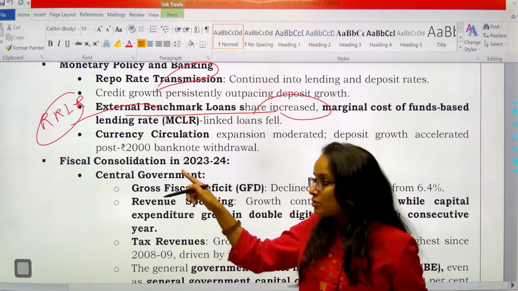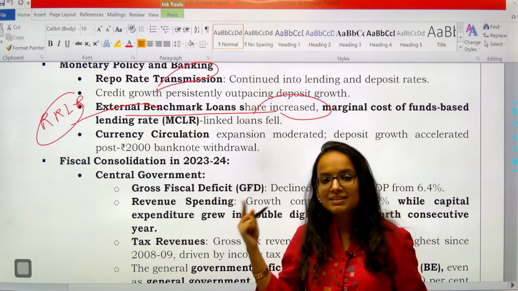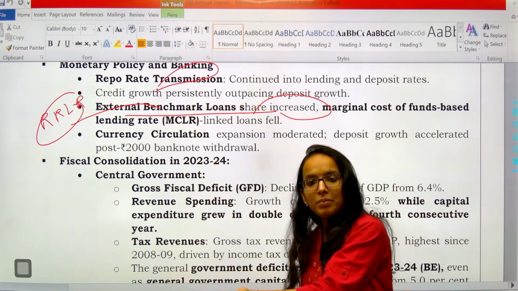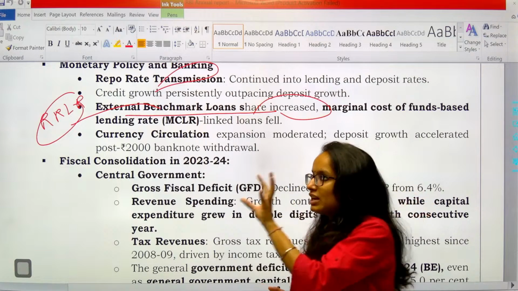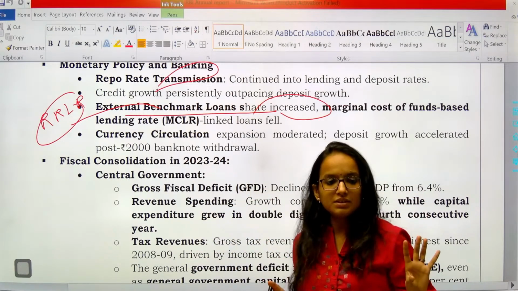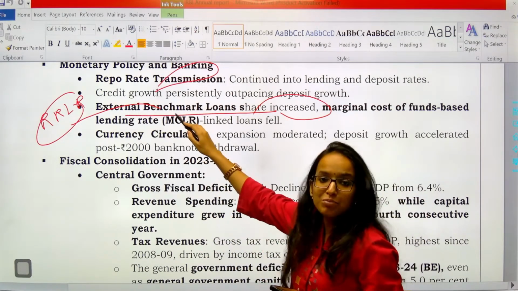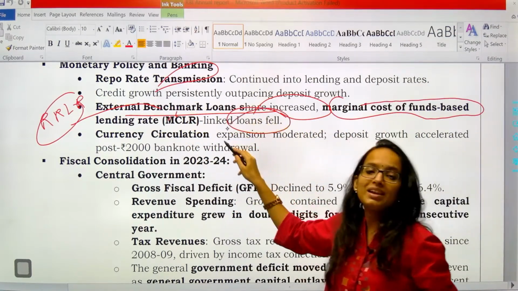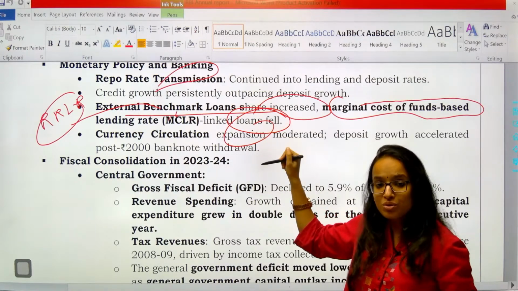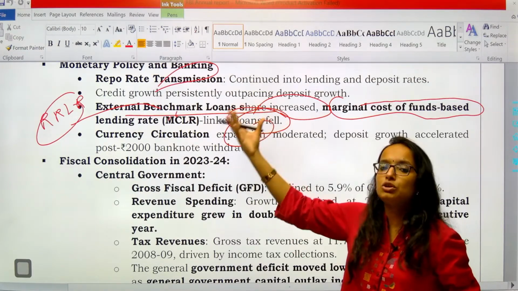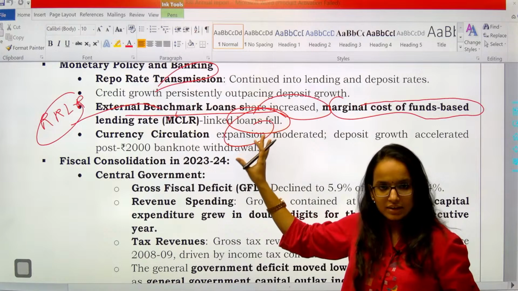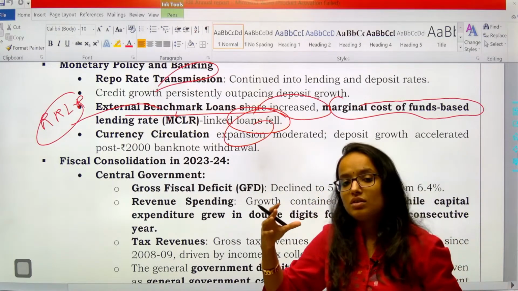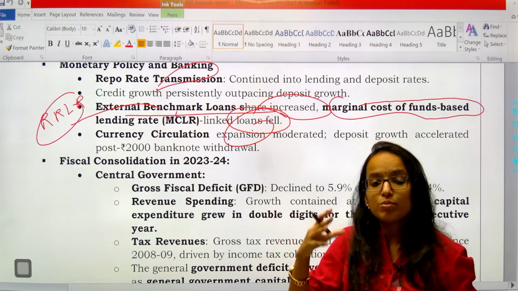When loans related to the repo rate based lending rate are increasing, that means the decision on the repo rate is directly getting transmitted to the public. What is the repo rate? That would be the interest rate, isn't it? So this is also helping in monetary transmission, and marginal cost of funds based lending rate loans have fallen. It shows that loans are more linked to repo. Now you know what MCLR is. I have explained it to you, which is a good sign from the point of view of monetary transmission.